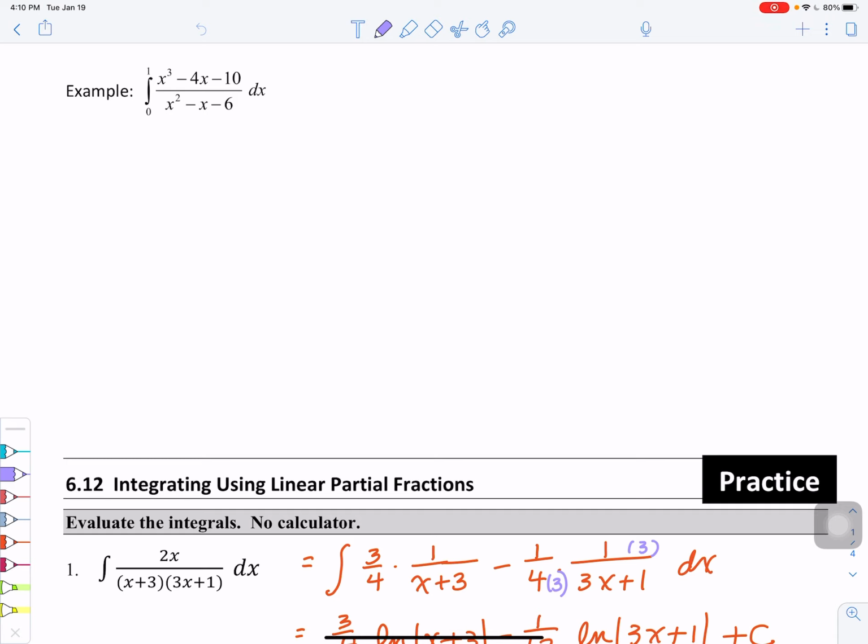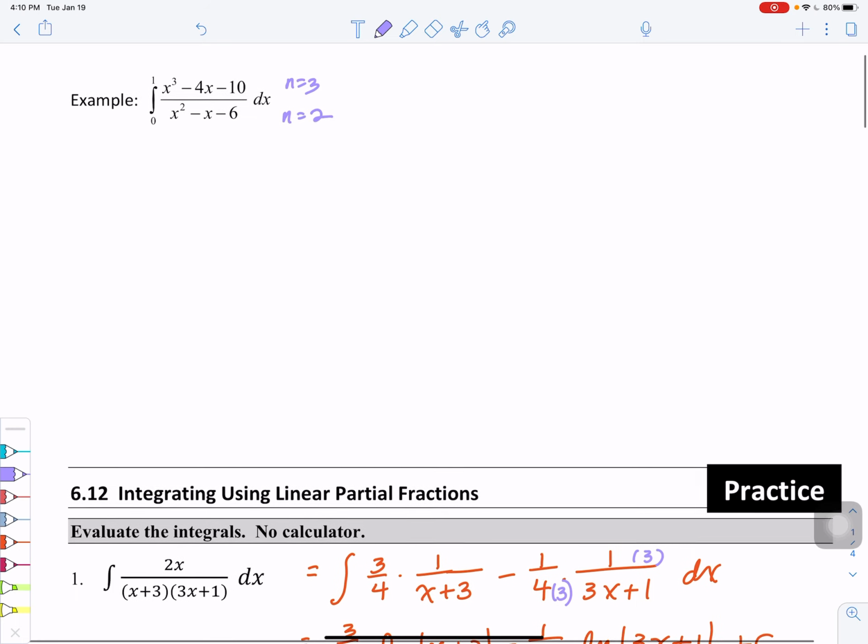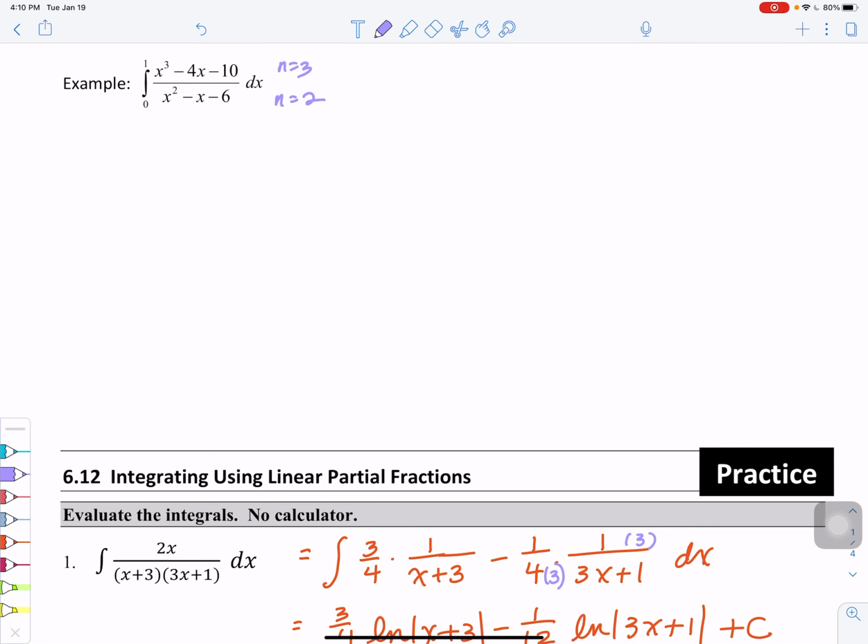The first thing is that the derivative of the denominator is not in the numerator, so we definitely don't have a natural log of that denominator right off the bat. The second is we don't go straight to partial fractions because the degree of the numerator is 3 and the degree of the denominator is 2. To use partial fractions, you have to have a smaller degree in the numerator. So then you think, yes, division.